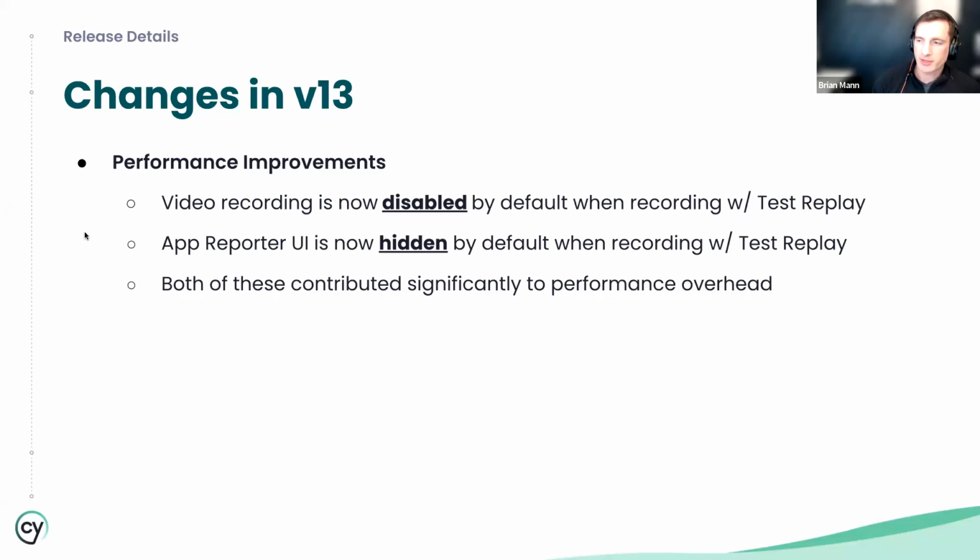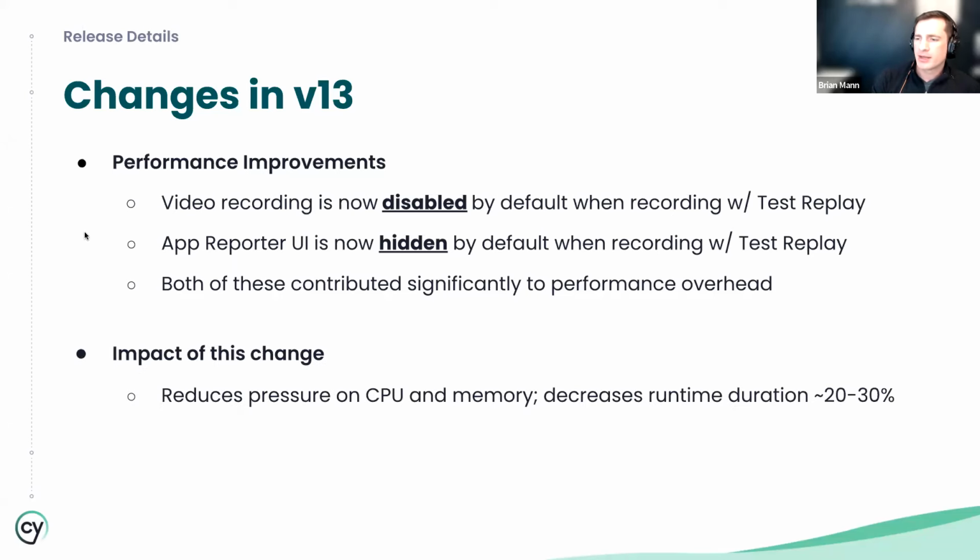And really the same thing with the app reporter UI. You just have to basically pass an environment variable and it'll flip back on. Now, as I already mentioned, both of these were contributing pretty significantly. They were putting pressure on CPU and memory, depending upon what environment you're running and your application. That could lead to pretty significantly increased run times.